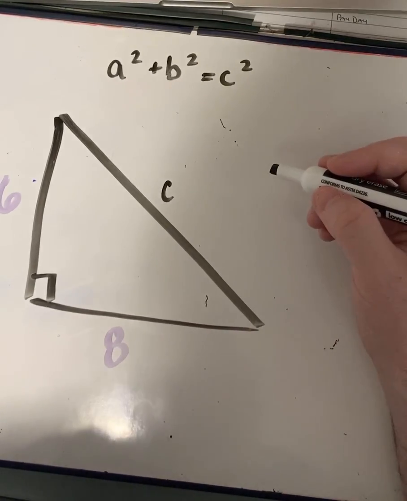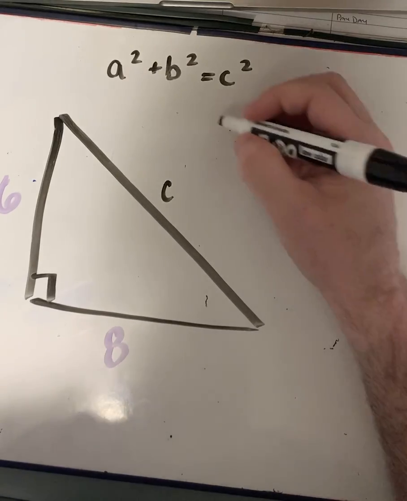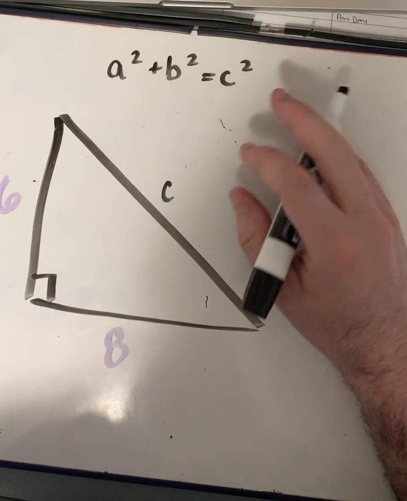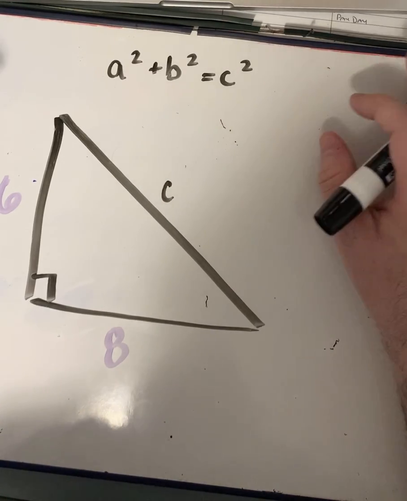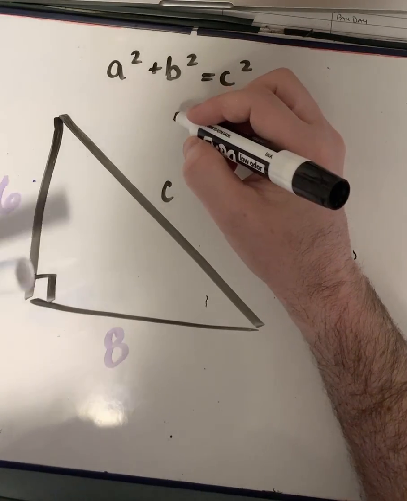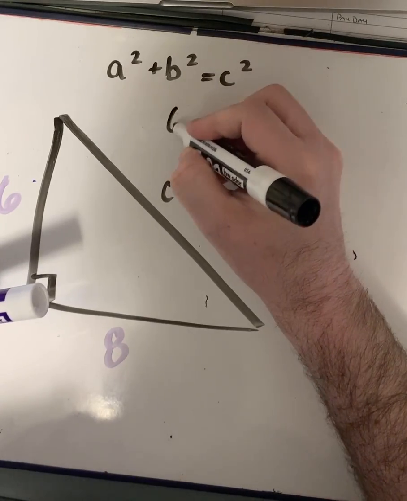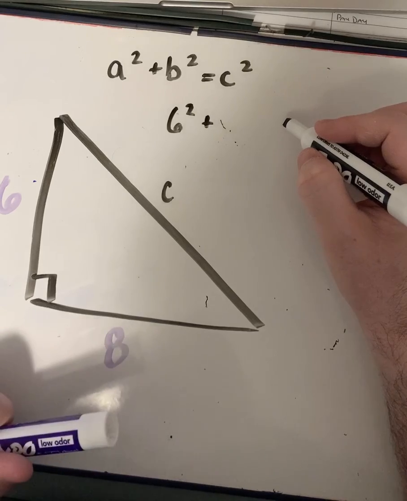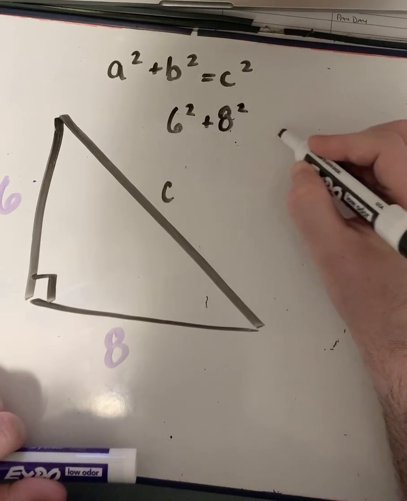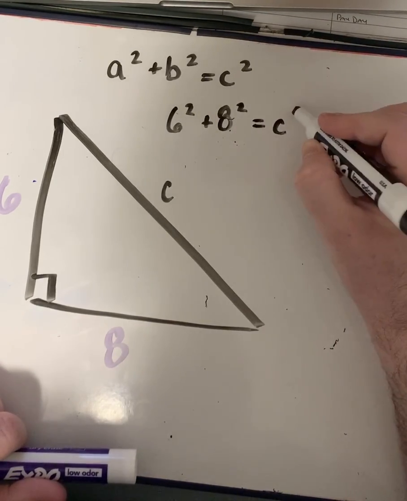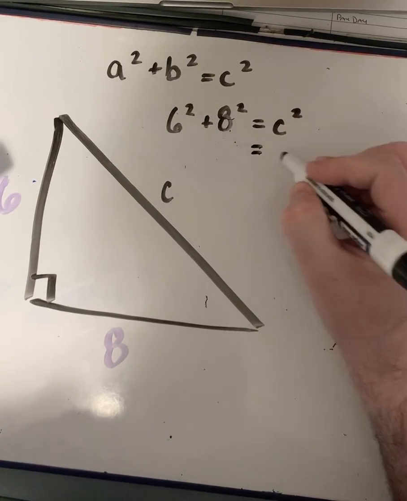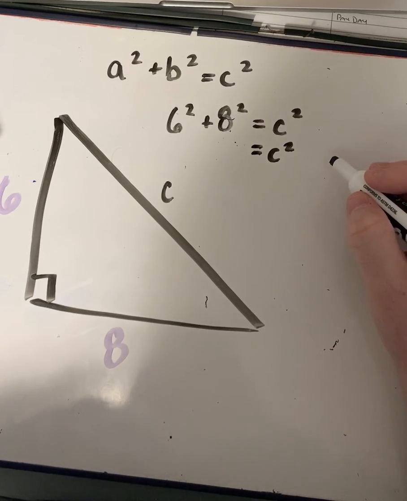C squared. So we're going to do the math now. We're going to insert our legs into the formula. Again, where you do this is up to you. So we're going to say this one is a squared. So we go 6 squared plus, this one as our b squared, 8 squared equals c squared. We don't know what c squared is yet, so we're going to continue on. Now we're going to expand it out. We still don't know what c squared is.